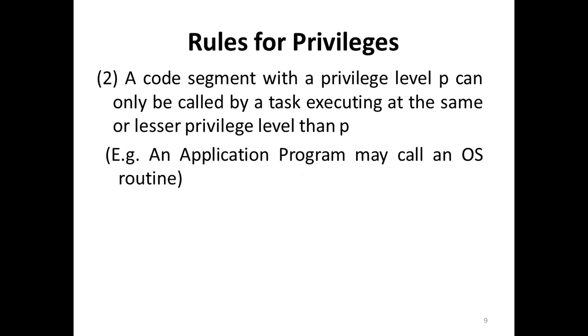The second rule for privilege is that a code segment with privilege level P can only be called by a task executing at the same or a lesser privilege level than P. Means if level P is there, it will be executed by the same level or a lesser privilege level.